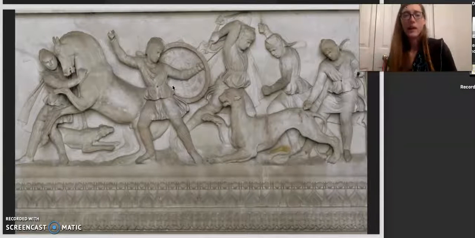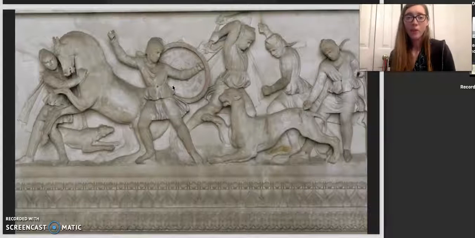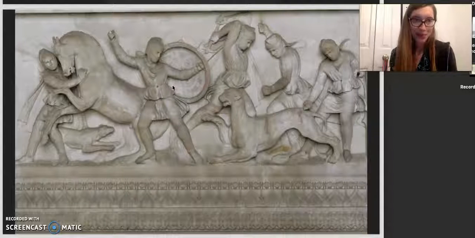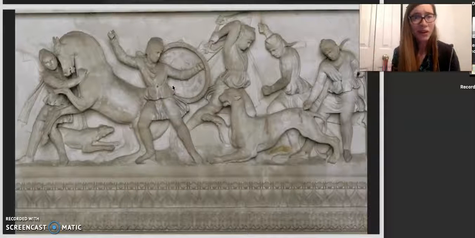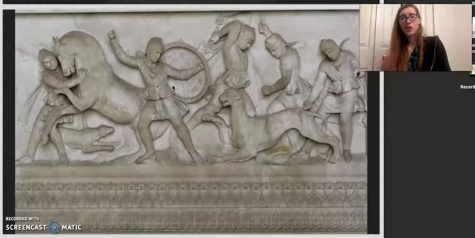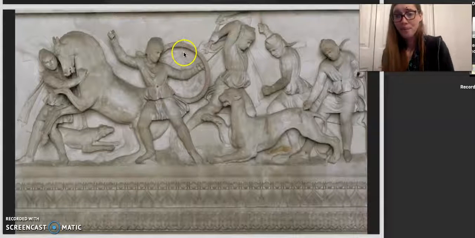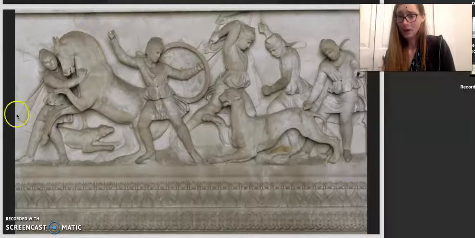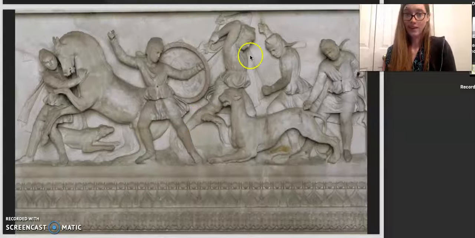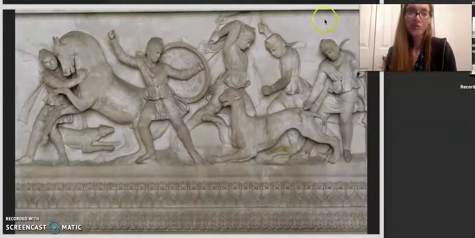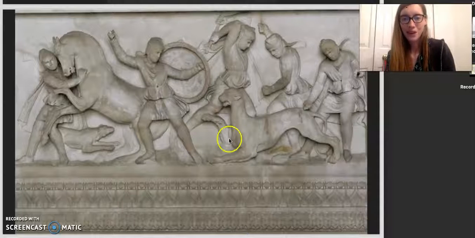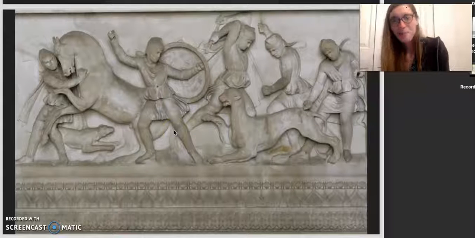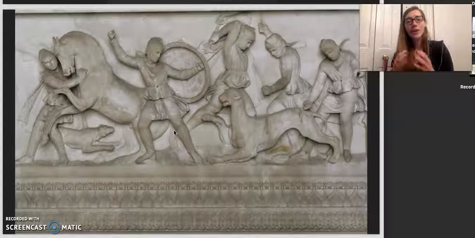When I say panther here, a panther is just a term for any sort of unknown big cat in this period. So it may not be a panther in the sense of the Jungle Book, but rather just a generalized big cat feline. So here we have a Persian groom restraining a horse, hunting dogs, and four separate Persians who are all attempting to strike down this large big cat that is threatening them.